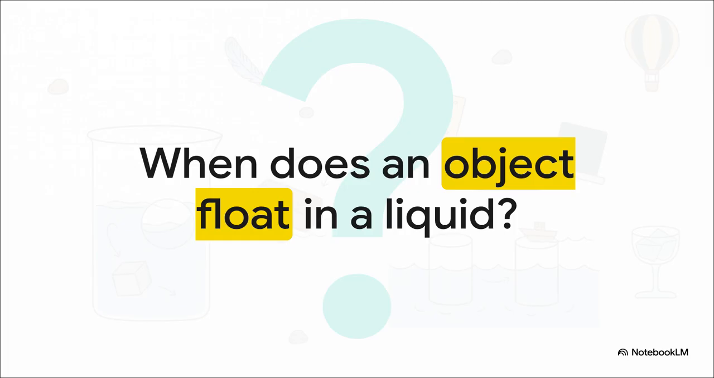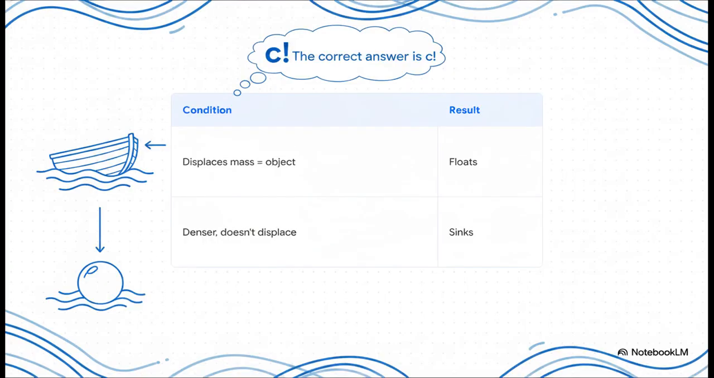Okay, moving on to question number 2. Under what condition does an object float in a liquid? A, displaces no water. B, higher density than liquid. C, displaces water mass equal to object's mass. Or D, volume greater than liquid. Yes, exactly. वही displacement वाला concept है जो हमने अभी थोड़ी देर पहले सीखा था. Got it? The correct answer is C. An object floats when it displaces water mass equal to the object's mass.